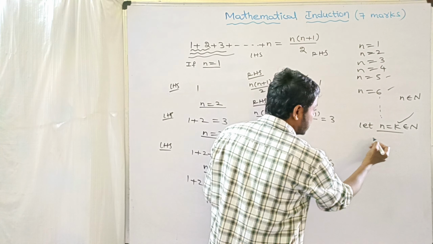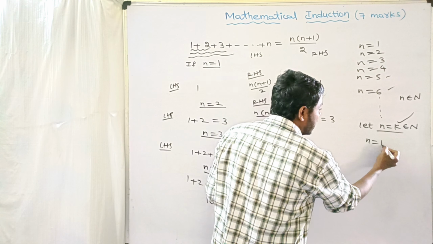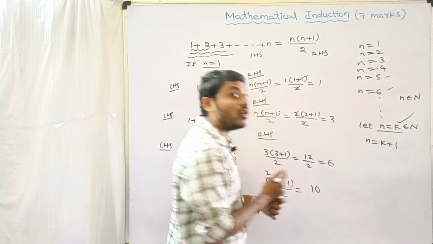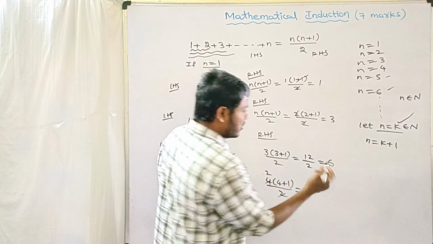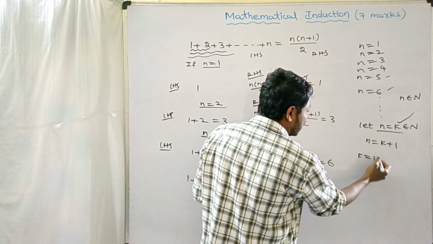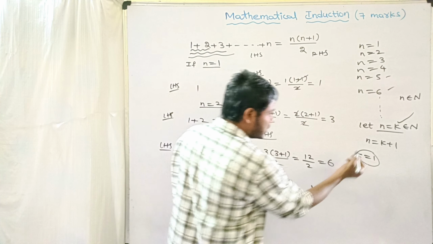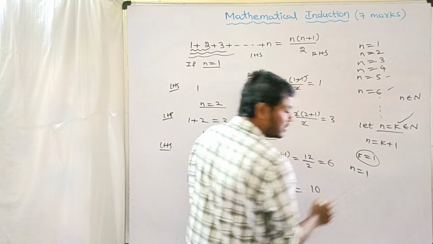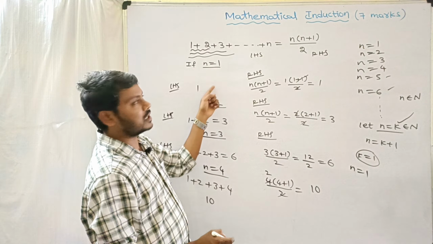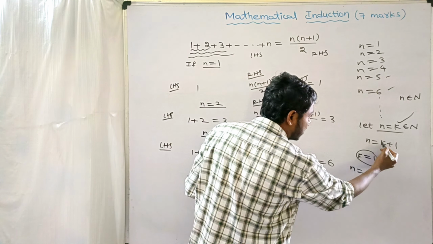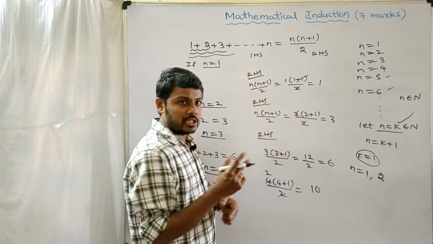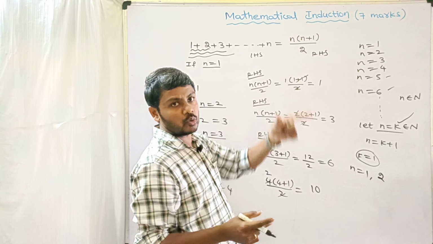So clearly from this we can say that for n is equal to k plus 1, the given statement is true. See here, for example, if k is 1, what will you get? Substitute here n is equal to 1. So already proved, for n is equal to 1 the statement is true. Next, n is equal to k plus 1, that is what? 1 plus 1, 2. And for n is equal to 2 also the statement is true.